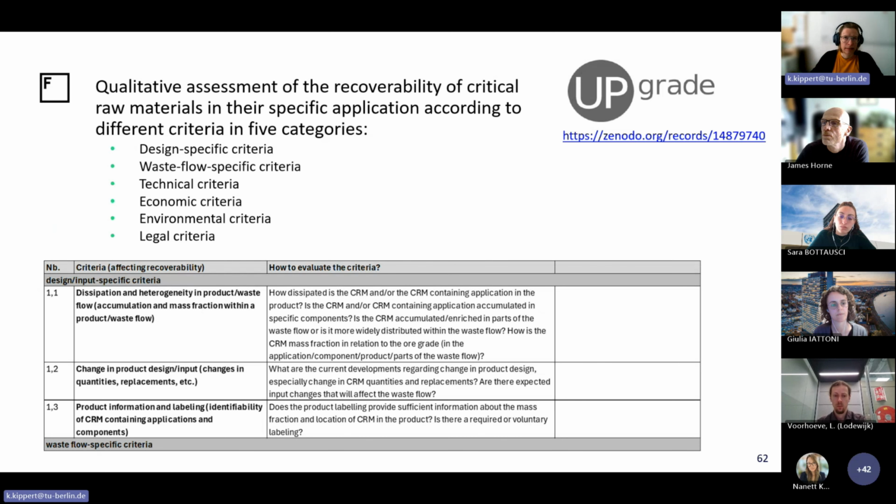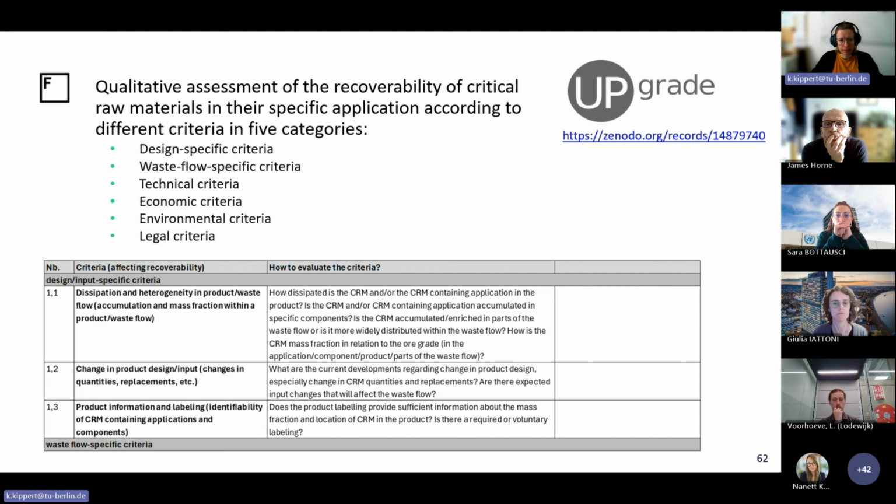Then all these combinations of CRMs in applications were assessed for their recoverability according to different criteria in 5 categories, which included the design, waste flow, technical, economic, environmental, and legal criteria.